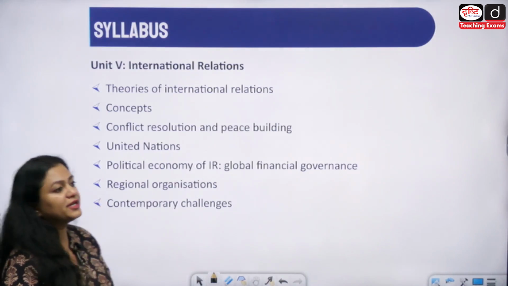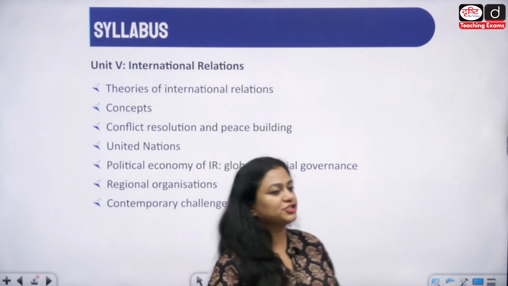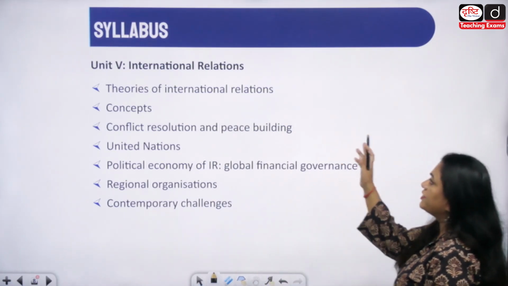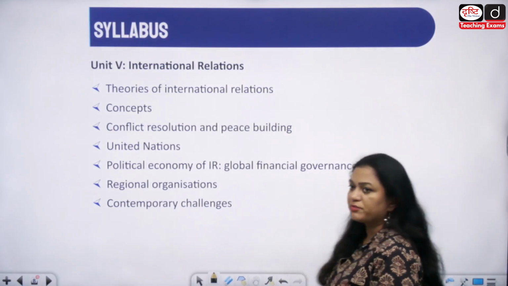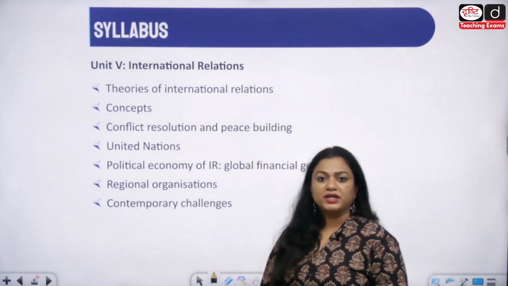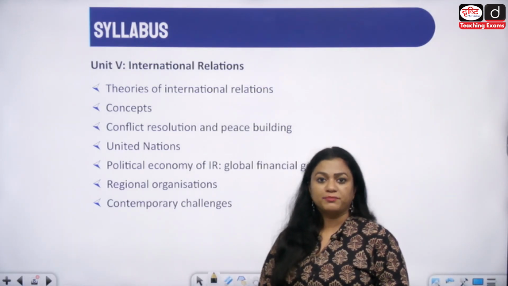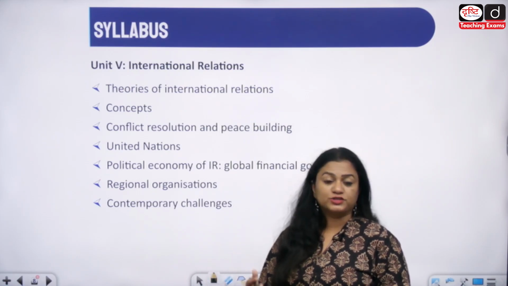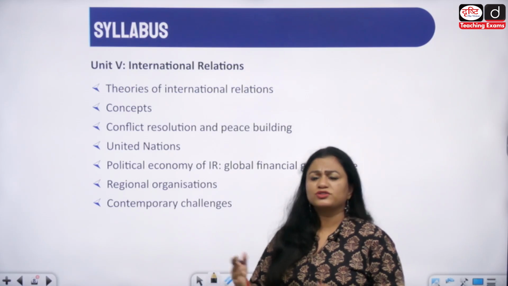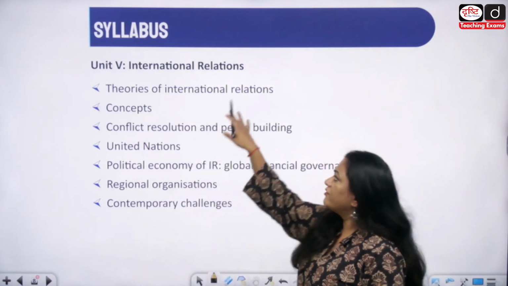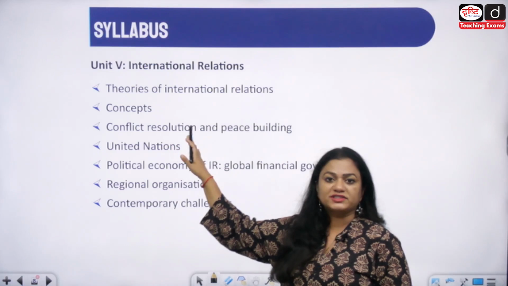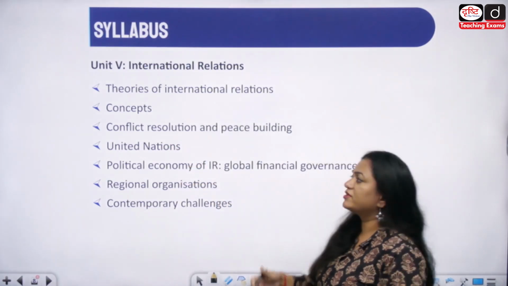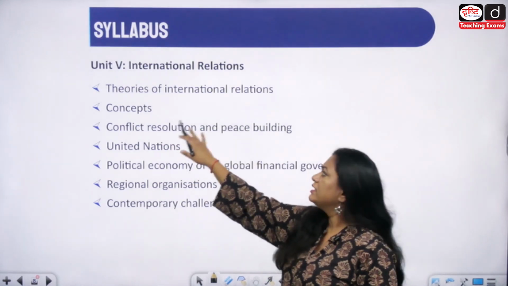Then your unit number 5, international relations. Here also we will be starting with the approaches, like theories of international relations. You have so many theories: idealism, realism, neo-realism, neoliberal institutionalism, postmodernism, the English school, then the Copenhagen school. So many theories are there that we will be studying here. Then the concepts, like what do you mean by power, what do you mean by sovereignty. So many concepts will be dealt with here.